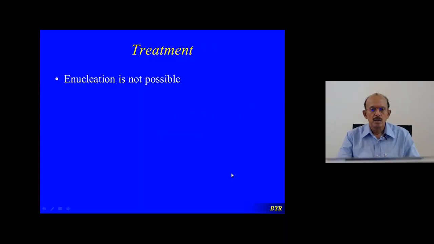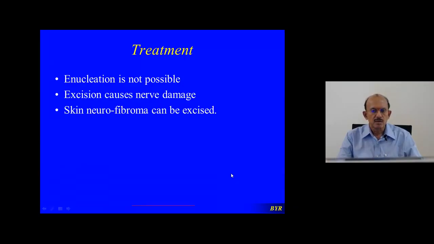Treatment: enucleation is not possible because all the nerve fibers are going through that one. You can't separately remove it apart from the nerve fibers. So when you remove it, the nerve fibers also will be damaged. So excision causes nerve damage. Skin neurofibromas can be excised, but neurofibroma arising from major nerves like the ulnar nerve or brachial plexus cannot be excised. You just leave it like that.